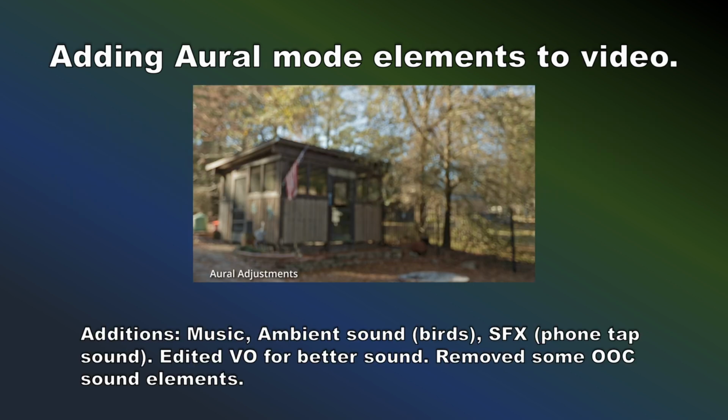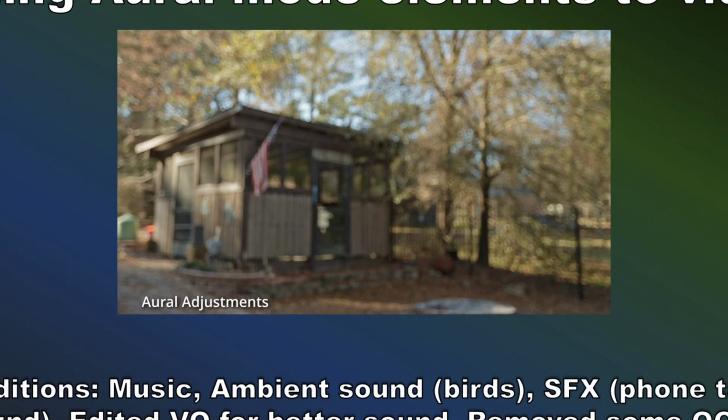So now we're going to add some oral elements. We're going to add some music. We're going to add some ambient sounds, birds. We're outside, so we need to play some birds, maybe a little bit of wind. You're also going to notice when I tap my phone, you're going to hear my finger tap the phone. I added that effect. And I also edited the voiceover for a better sound. I want to make it a little louder, a little clearer, sound a little better. And then I removed some of the other out-of-camera sound elements, some of the background noise that was going on. I think I may have also added footsteps, which you can hear in here now. Let's play and see.